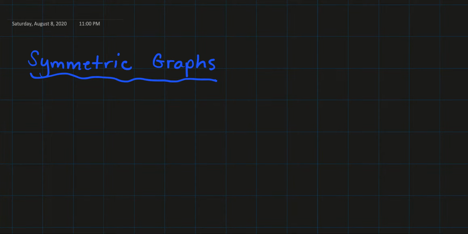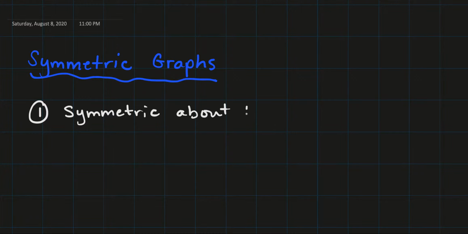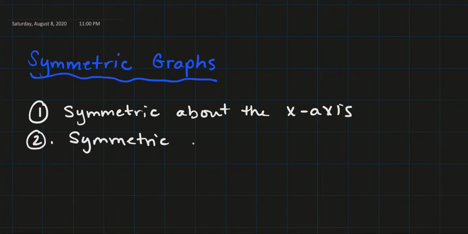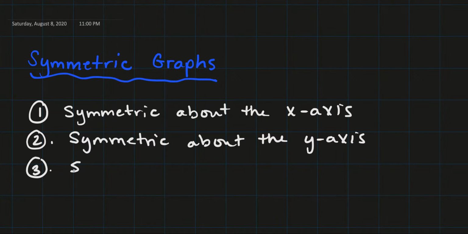We're going to talk about what it means for a graph to be symmetric. There are three types of symmetry that we're going to look at. The first type is for a graph to be symmetric about the x-axis. A graph can be symmetric about the y-axis. And a graph can be symmetric about the origin.